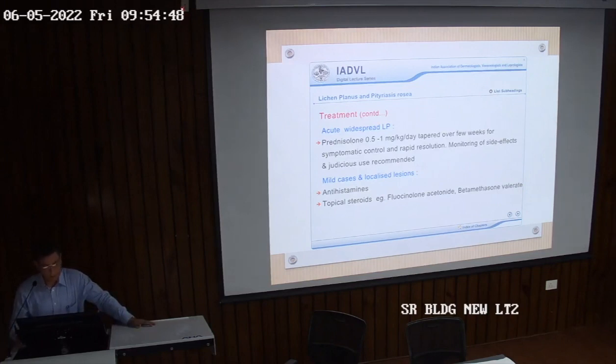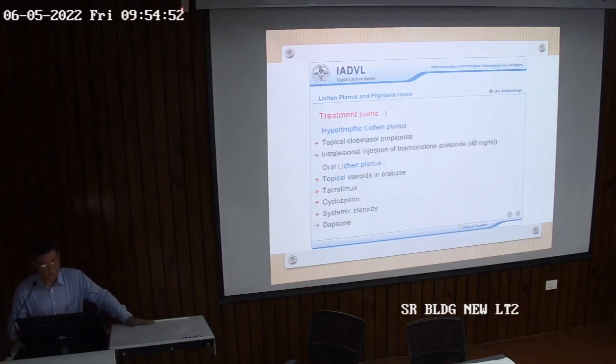Then mild cases and localized lesions: antihistamines and topical steroids like fluocinolone and betamethasone. Then hypertrophic lichen planus. If hypertrophy is there, we have to reduce the hypertrophy, so a potent corticosteroid is used, and the most potent is clobetasol propionate. Applying steroids twice a day for a very long time is not easy. So what we usually give in hypertrophic lichen planus is intralesional steroid. We just instill the steroid in the lesion and that works for more than 3 to 4 weeks.